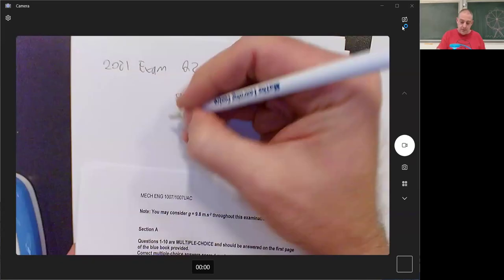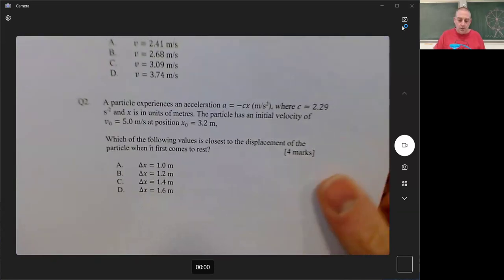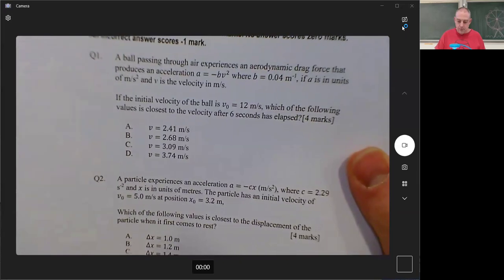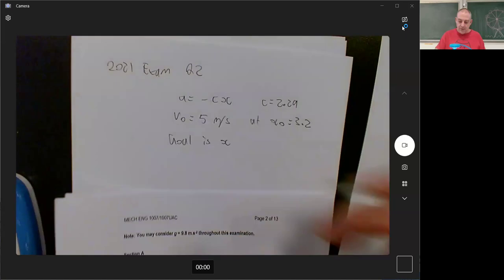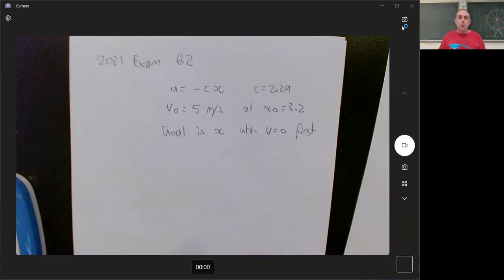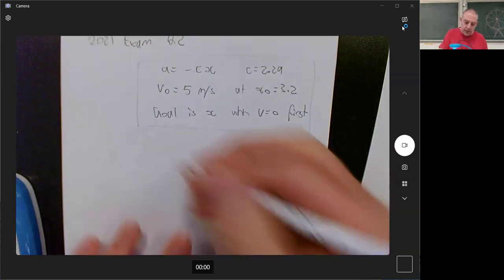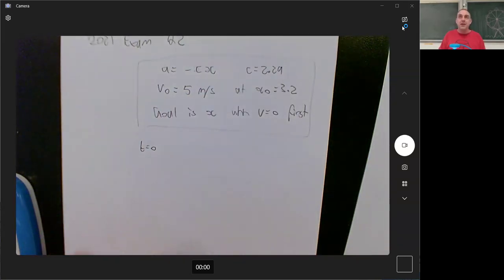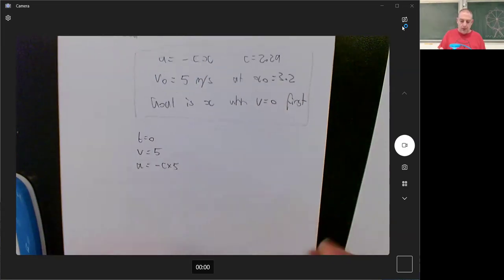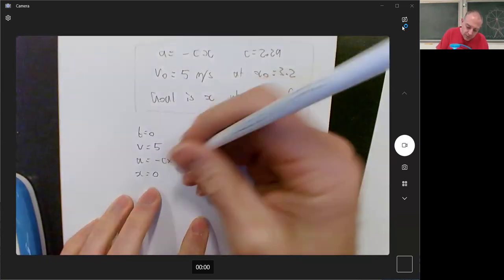Okay, the particle has an initial velocity of 5 meters per second at x0 is 3.2. Which of the following values is closest to the displacement of the particle? So the goal is x, when it first comes to rest, when v is 0, at the first moment that v is 0. I'm just thinking about the story here. When time is 0, not that time is part of this story at all, but it makes it easier for me to process this way. The velocity is 5. The acceleration would be minus c times 5. And the position, I guess, would be 0. Because x is the position you're up to. Oh, no, not times 5, times 0.